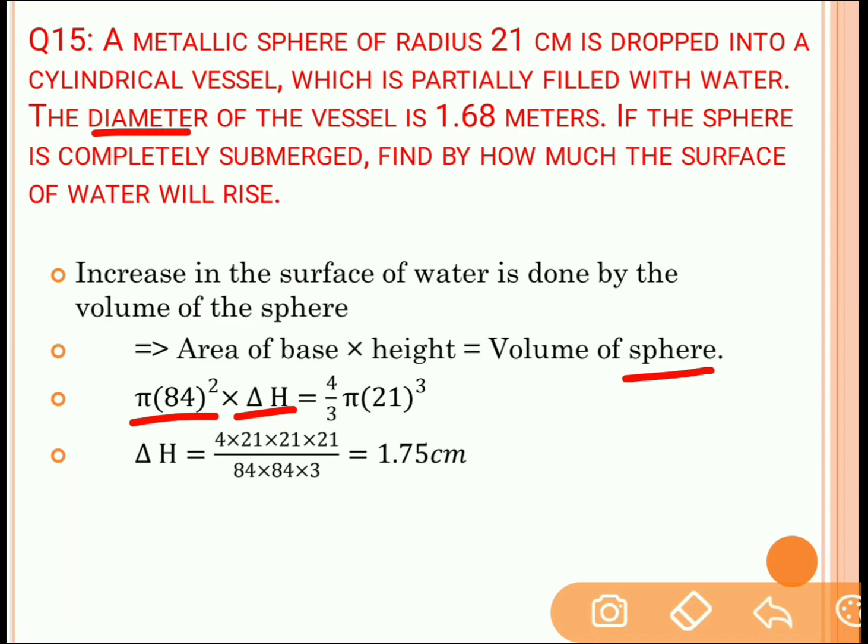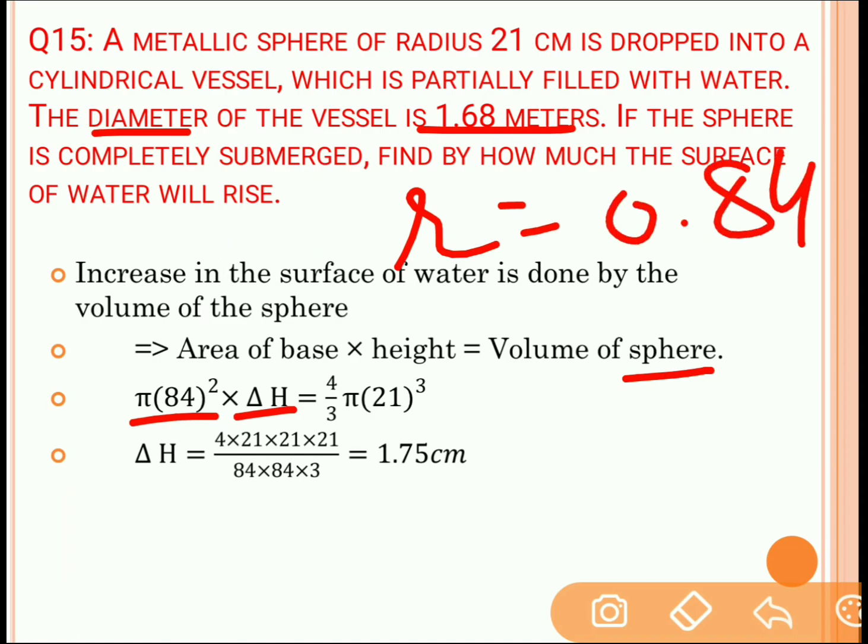Here the diameter of the vessel is 1.68 meter. So radius will be equal to half of 1.68, and that is equal to 0.84 meter. This is in meter and it has to be converted into centimeter. So radius will be 84 centimeter.